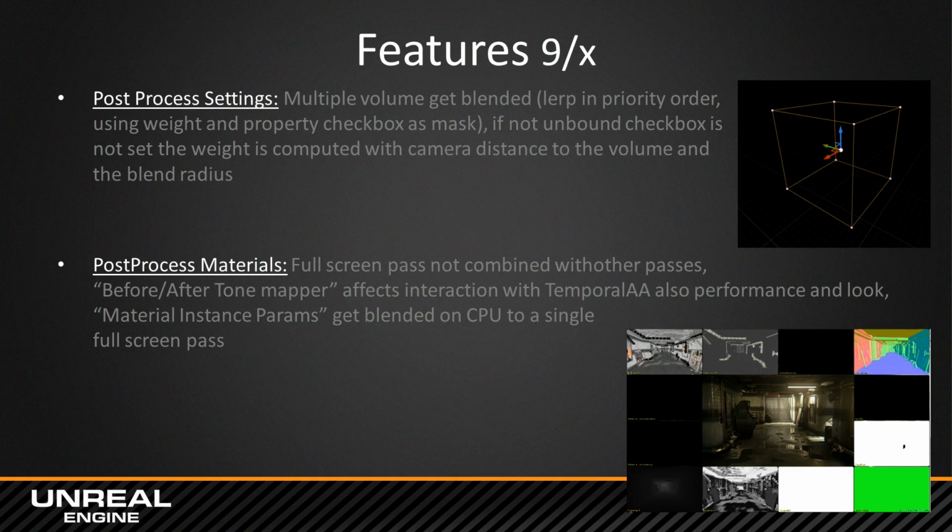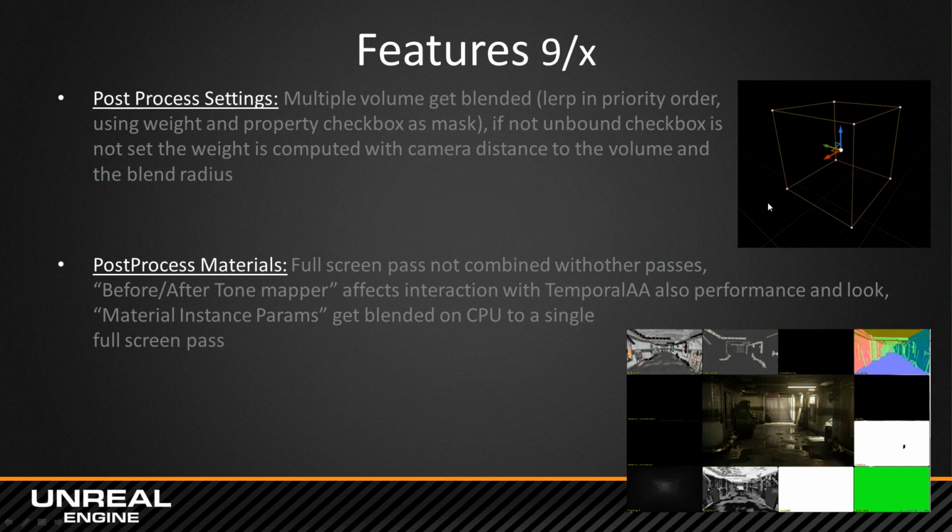You might want to use those features instead of reinventing the wheel, just for performance reasons, because those ones are already integrated well with other passes, and that is a good performance thing. If you want to blend post-process materials, you need to use a material instance, and then on that material instance there are parameters, and those parameters are getting blended.